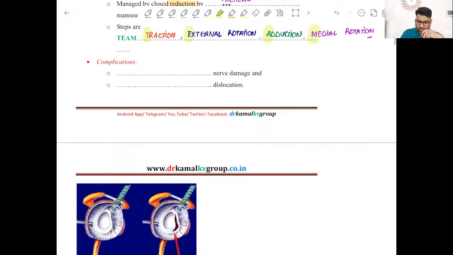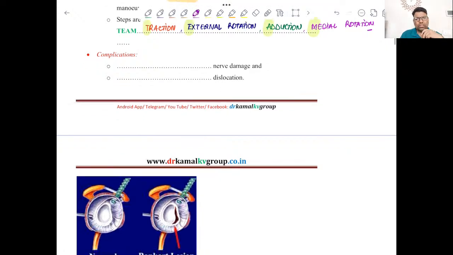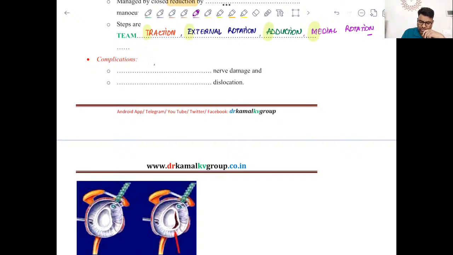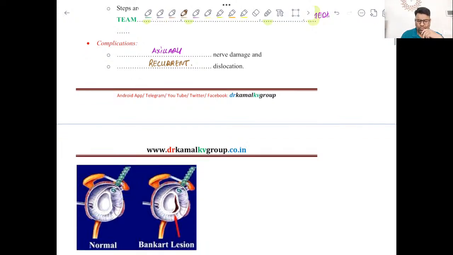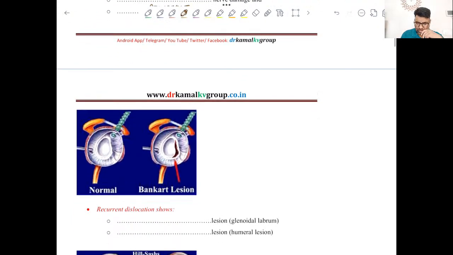Now complications. Since the axillary nerve is related to the surgical neck of humerus, there might be an injury to the axillary nerve. So axillary nerve injury is a possibility, and as discussed previously, the shoulder joint has this tendency to undergo dislocation again and again. So that is recurrent dislocation. So these are two important complications of shoulder dislocation.